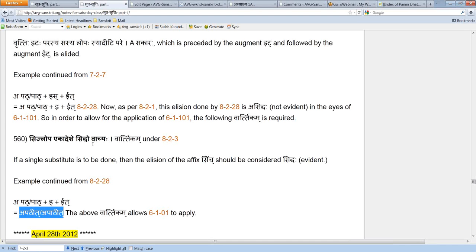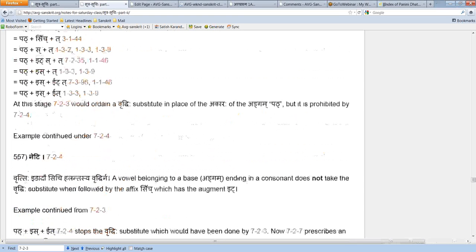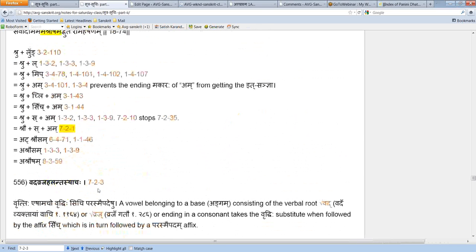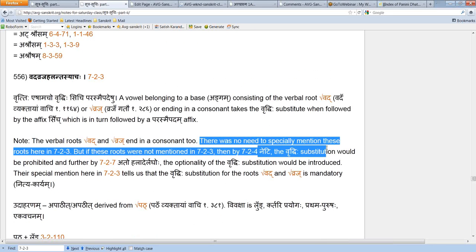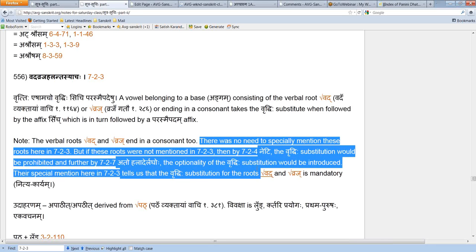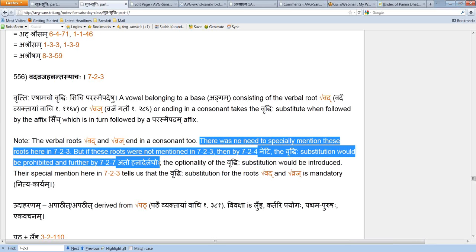Okay, so because of vachana samarthya, the fact that Panini specifically has put vada and vraja in the 7.2.3 means that we should take the vriddhi adesha necessarily. So, says the verbal roots vada and vraja end in a consonant also. There was no need to mention these specifically. If these were not mentioned, then neti would stop the vriddhi. Then atohalade laghoh would have gotten the optional vriddhi, but we want to get vriddhi necessarily. That's why it's in this section.